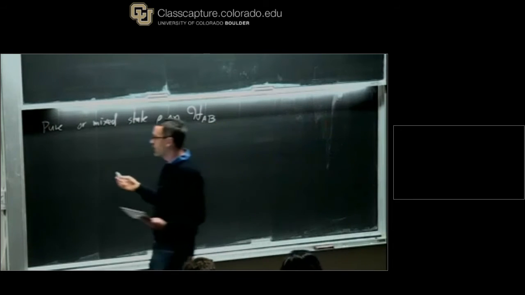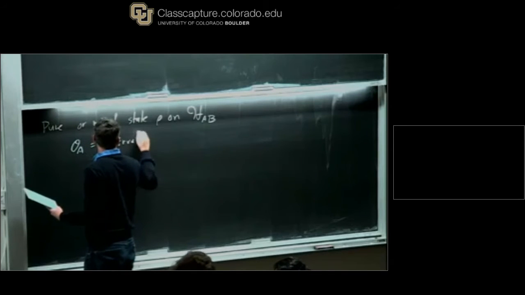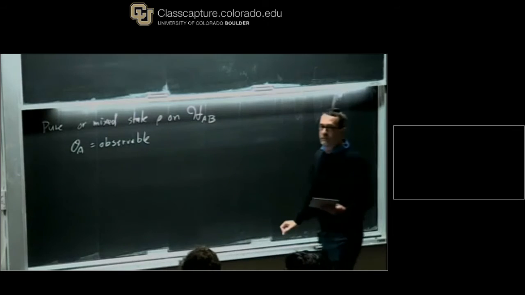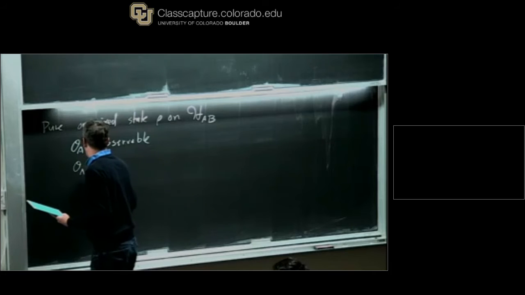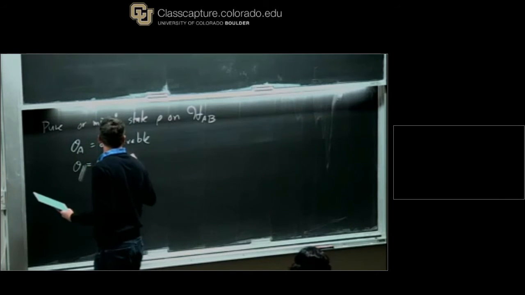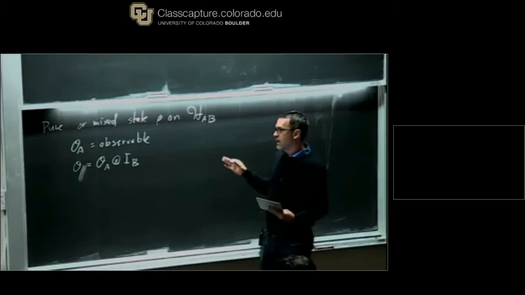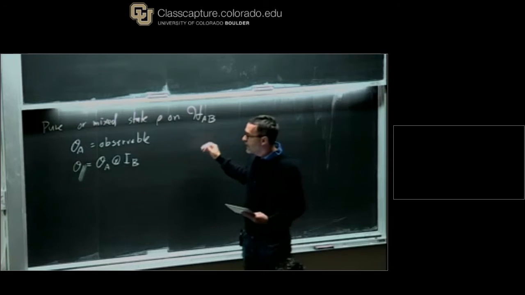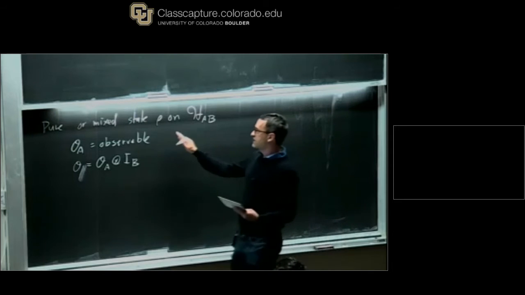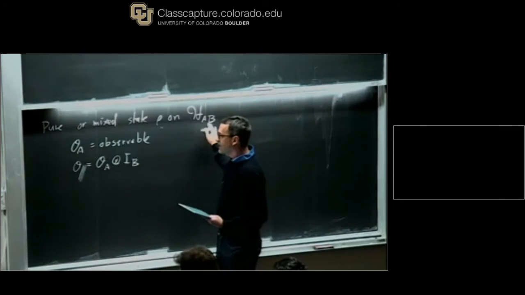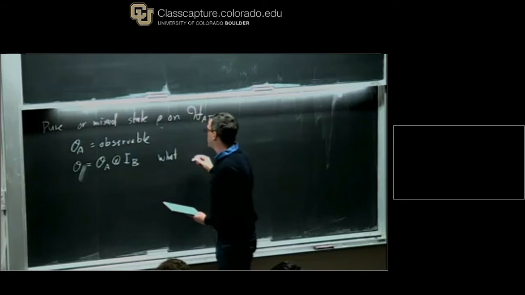So given an A observable, there's a corresponding observable on AB. We can define this, just tensor it with the identity on B, and that's the corresponding observable on AB. And if we want now to ask, what is the state, given a fixed state rho on HAB, what is the state on A such that we get the right expectation values?